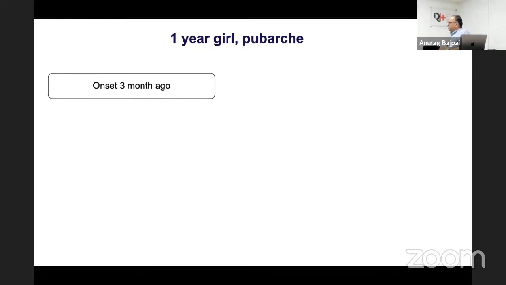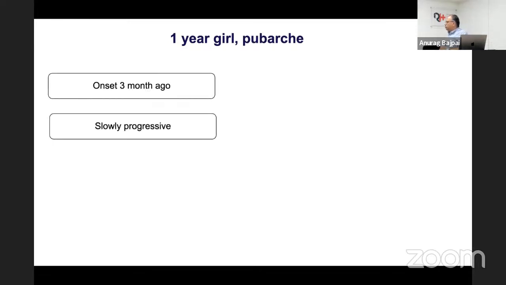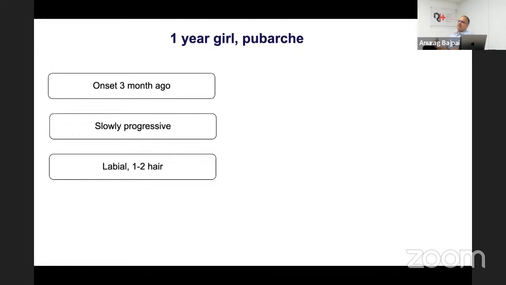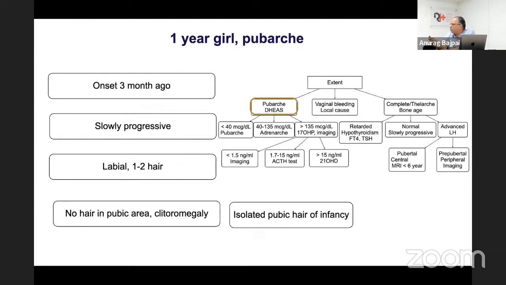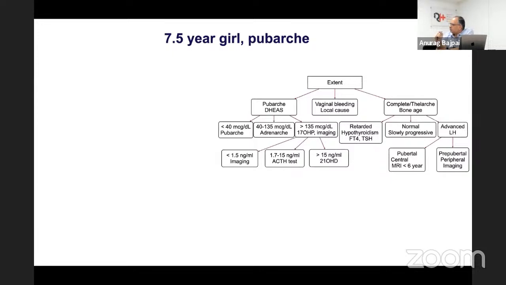1-year-old girl with pubarche, onset 3 months ago, slowly progressive. On examination, she has a couple of hairs. Mother is really concerned. Do you think she requires workup for hyperandrogenism and virilization? So this is what we say, isolated pubic hair of infancy does not require much evaluation. If you do DHEAS, it will be very, very low.